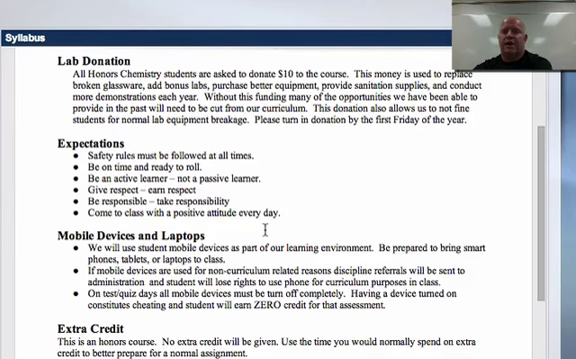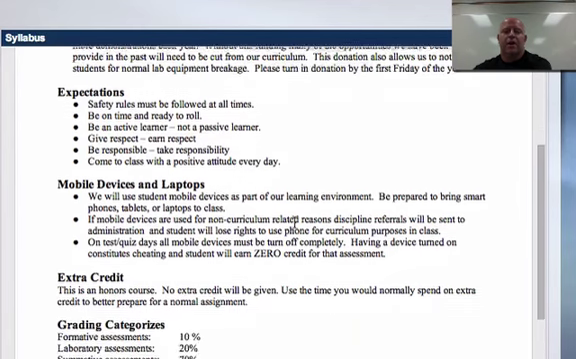And the biggest thing for me is come to class with a positive attitude each day. We're going to have times in here where we're having a ton of fun. There are some really cool things I can show you in terms of chemistry. And there are going to be days where we're going to have to get down and really work hard. So if you're coming in with a positive attitude, that really helps out everybody.